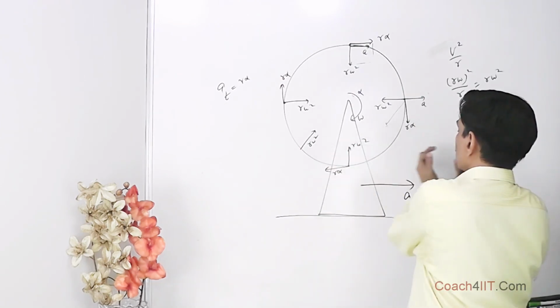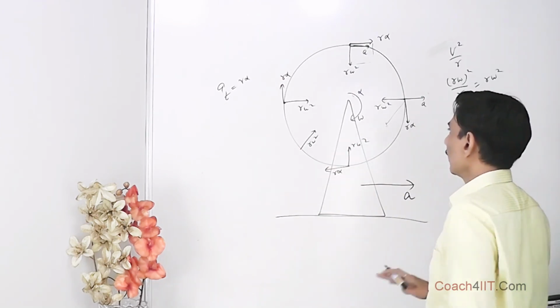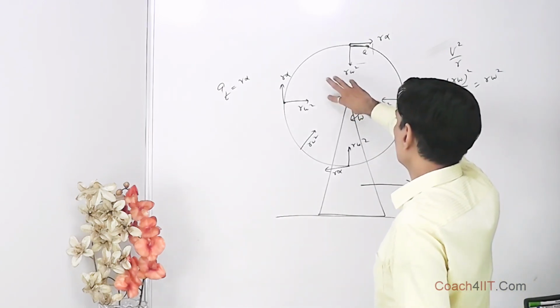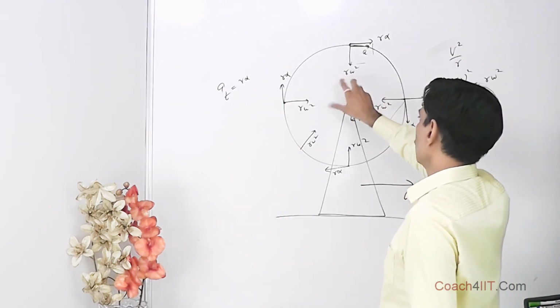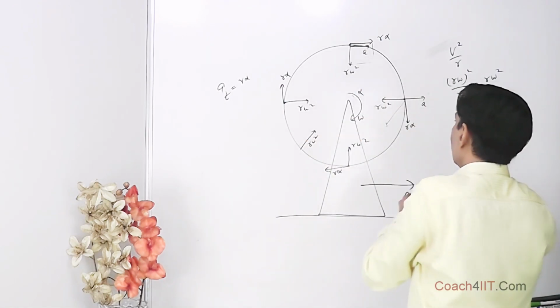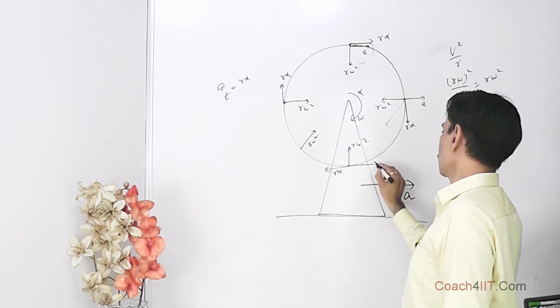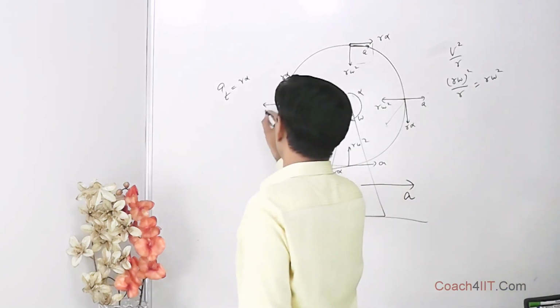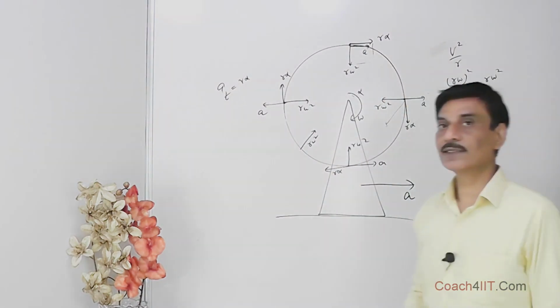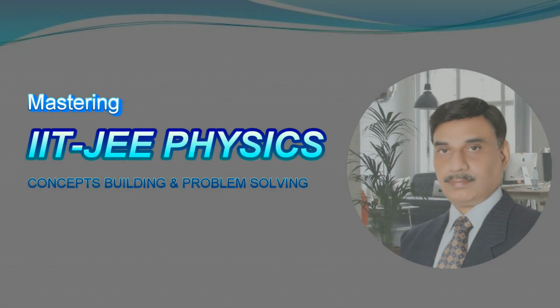If this whole mount is moving in this direction with A, or if we say the wheel is rotating about this axis with angular velocity omega and alpha and is also accelerating this way, then the net acceleration is found by adding this acceleration A at each point. So we can find the net acceleration of all the points.